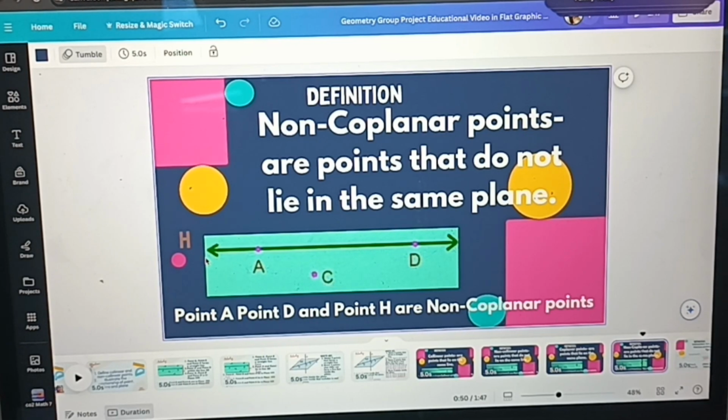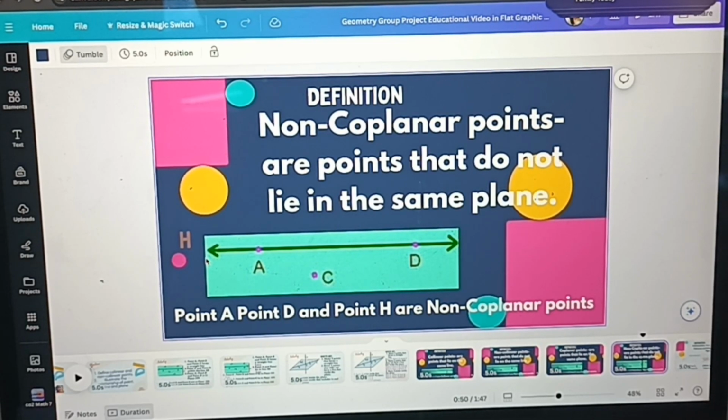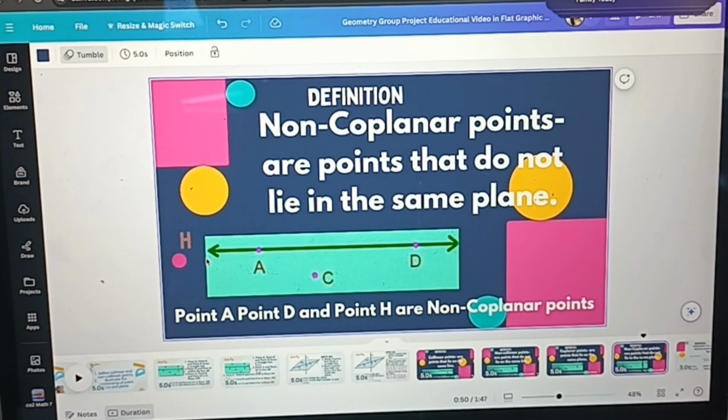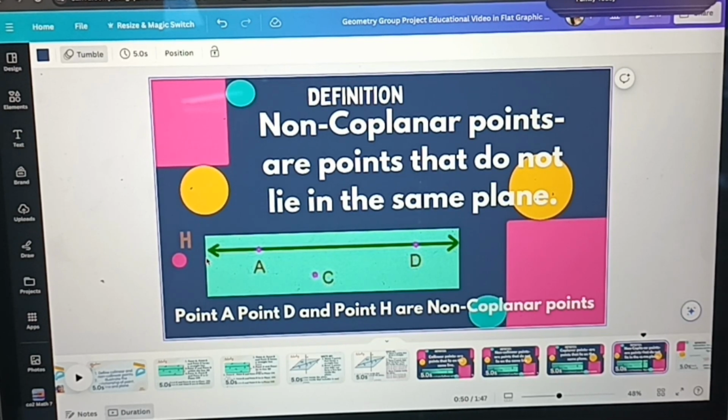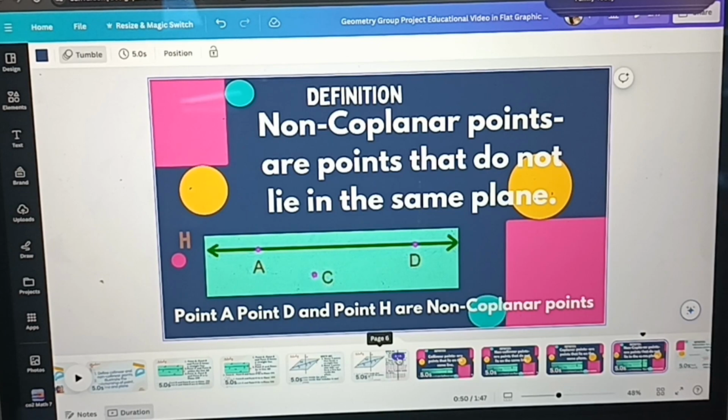At ang kaibahan naman ng non-collinear at non-coplanar, when we say non-collinear, ibig sabihin yung point na nasa line at outside the line provided nasa loob siya ng ating plane. At ng non-coplanar naman, ito yung mga points na makikita natin na nasa plane at nasa labas ng ating plane. So, wag tayong malito pag sinasabi nating coplanar points and collinear points.